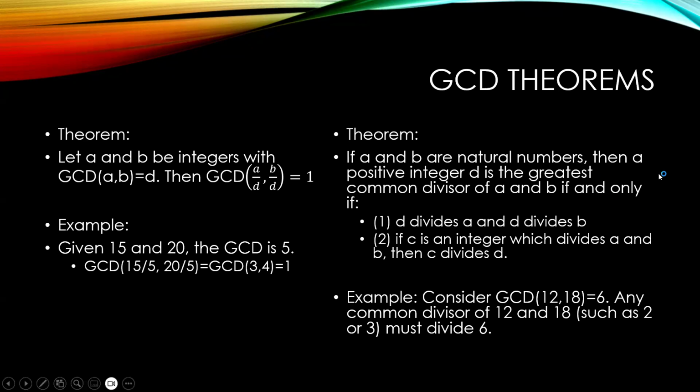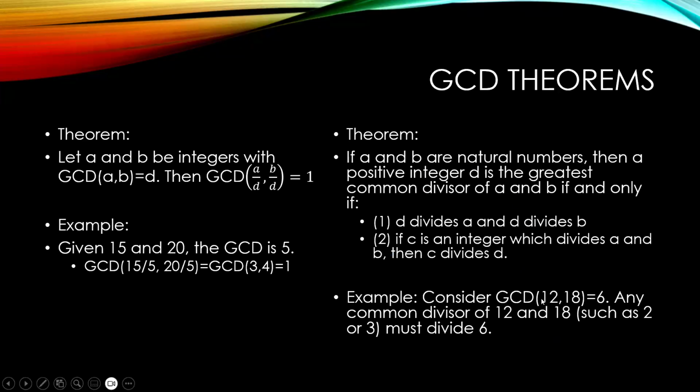If a and b are natural numbers, then a positive integer d is the greatest common divisor of a and b if and only if d divides a and d divides b, so it has to be a common divisor. And if c is an integer which divides a and b, then c divides d. All right, let's see if we can understand what this one's saying.